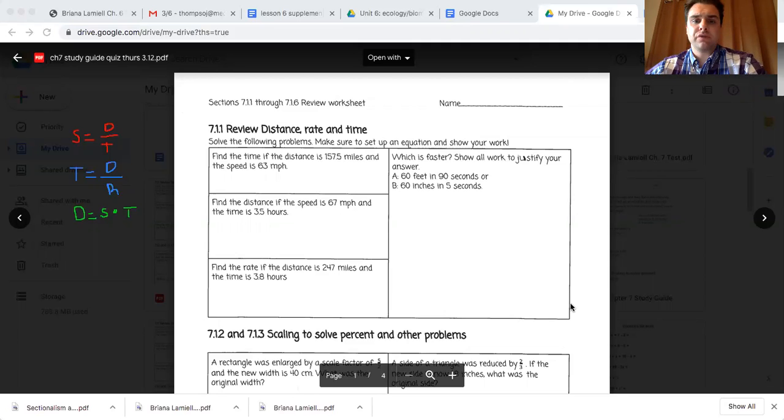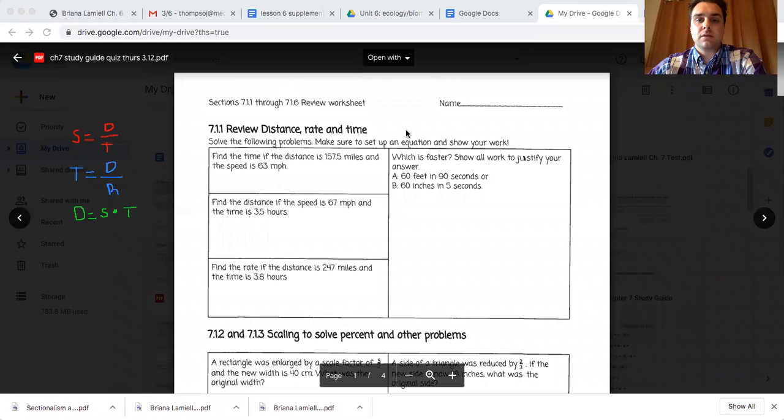Today is just review. So we're going to review our distance, rate, and time as well as our ratios. If you look over on the side here, you'll see we have our three formulas. I just abbreviated them this time rather than writing them all out. So we have speed equals distance over time. Time equals distance over rate, and distance equals speed times time. And that's what we're going to be using while we're figuring out some of these problems here. So without further ado, we're going to go ahead and get started.